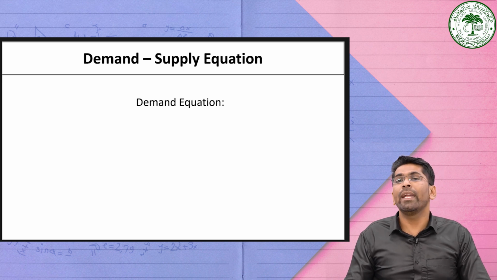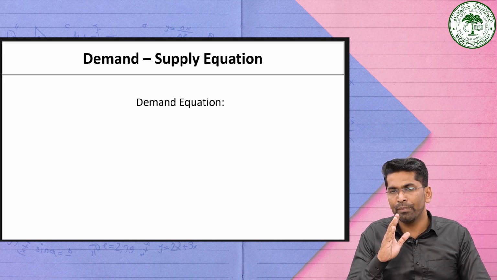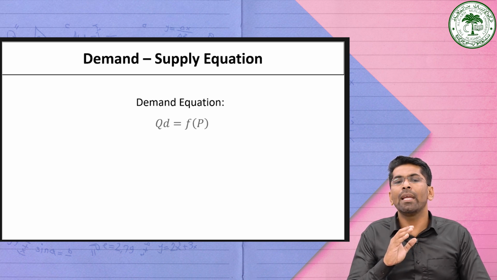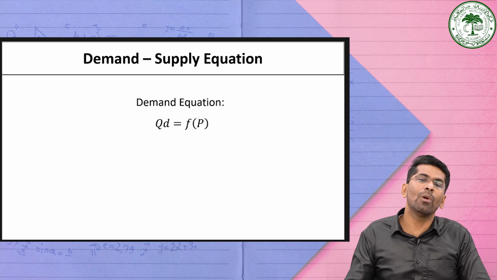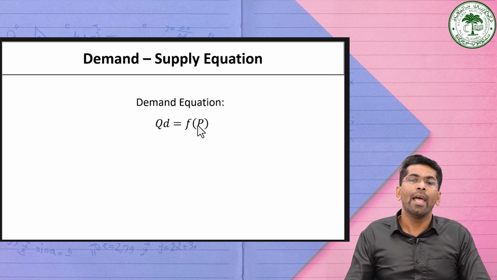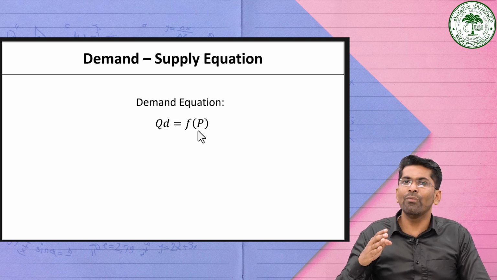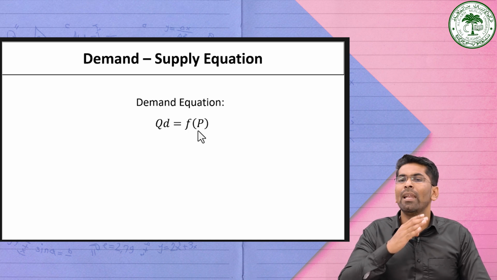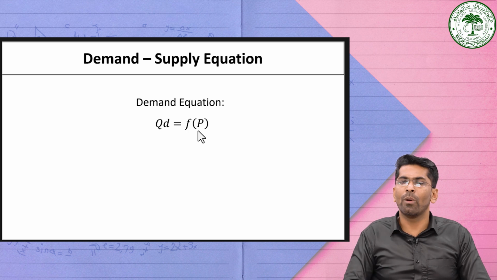We have a demand equation here. We know that the demand equation represents the relationship between the quantity demanded and its price. Typically, quantity demanded is a function of price, and it describes how the quantity demanded changes when the price changes. In general, the demand curve slopes downward, indicating an inverse, or negative, relationship between the price and quantity demanded.